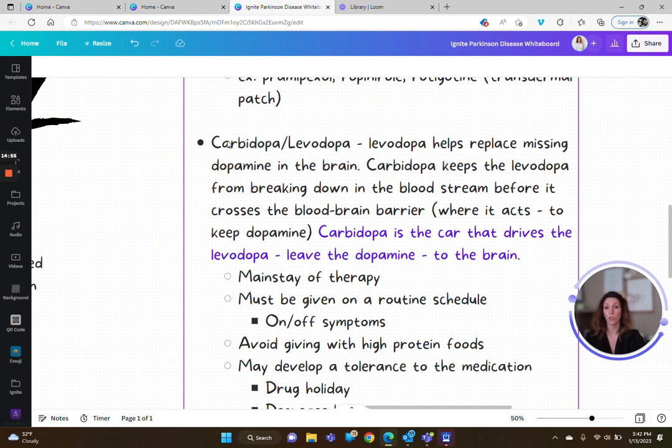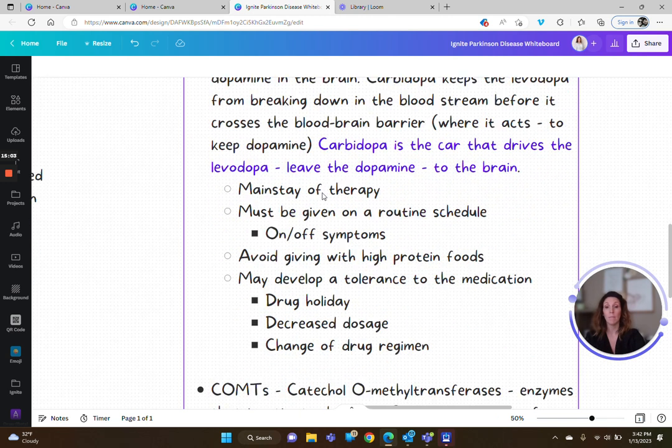It is one pill that's got both medications in it. It is the mainstay of therapy for this illness, and it must be given on a routine schedule. So it's usually every 6 hours. It's not that long acting, so it's given pretty often.